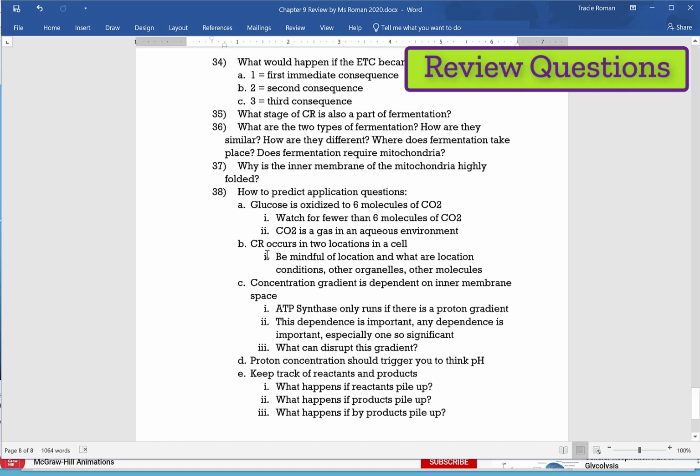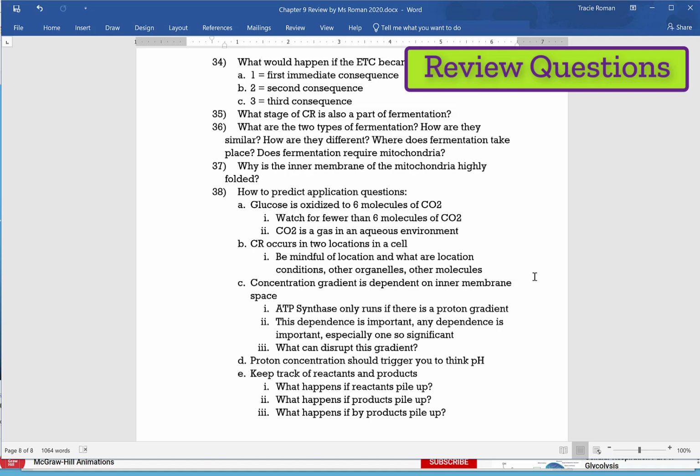All right. The fact that cellular respiration takes place in 2 locations in the cell, that should raise a red flag. And you should be mindful of the questions and what they are asking you about location. That could easily be an application question, maybe a molecule not in the location you would expect, or a different molecule in that location. Something else has gone wrong, and now there's a molecule there that wasn't before. How is that going to affect your molecules that are participating in cellular respiration?